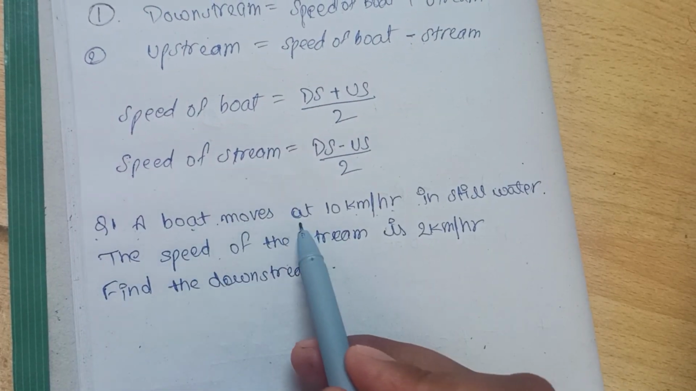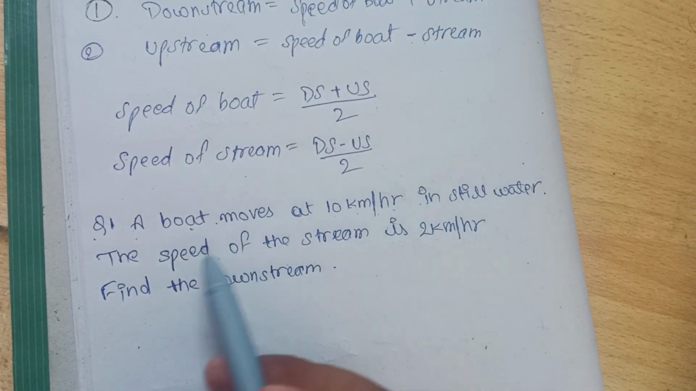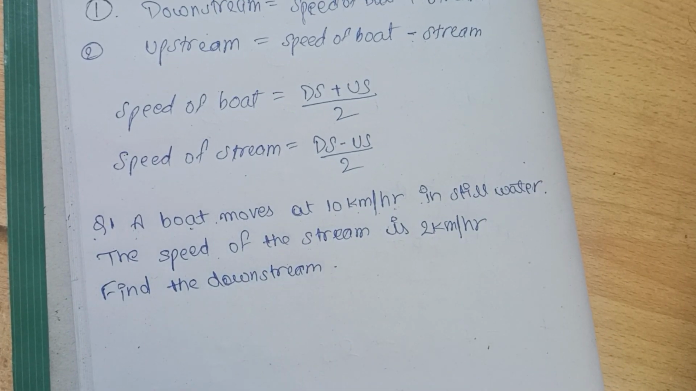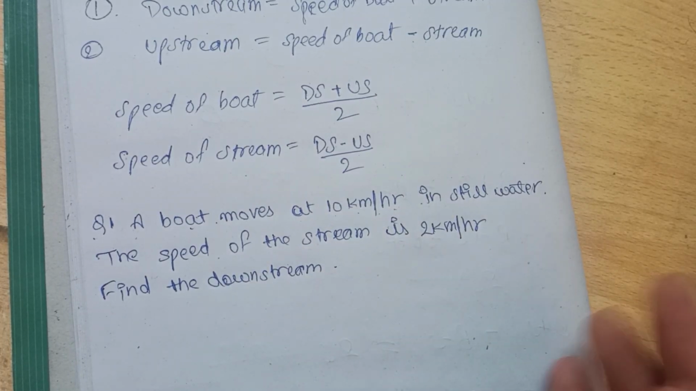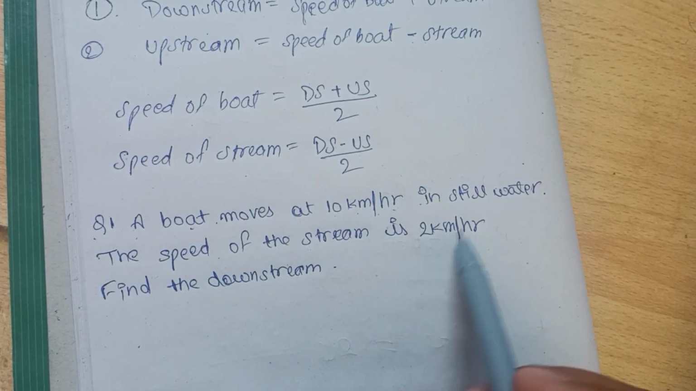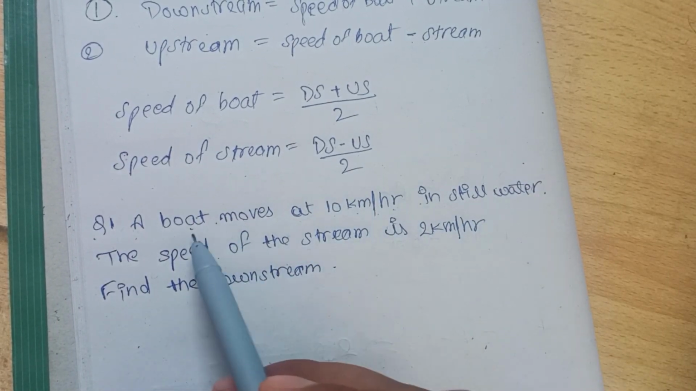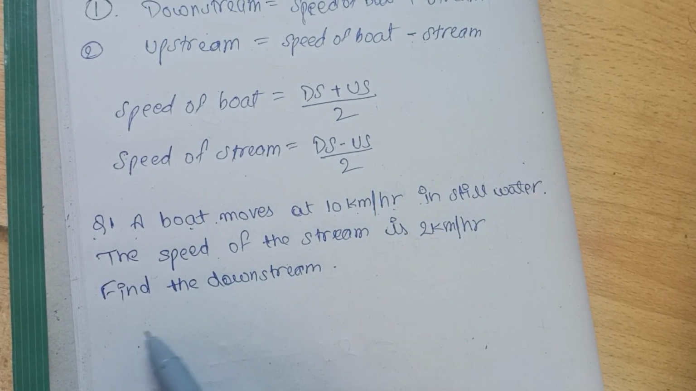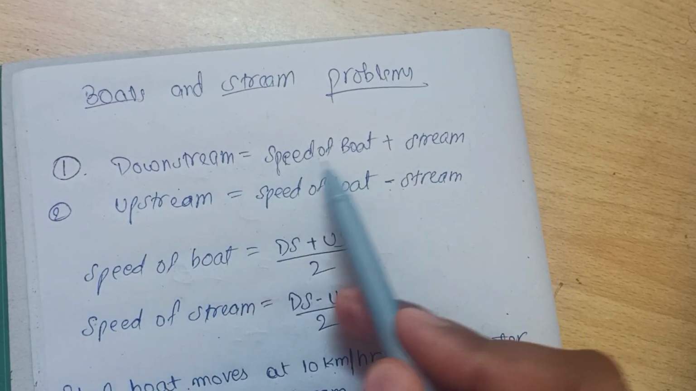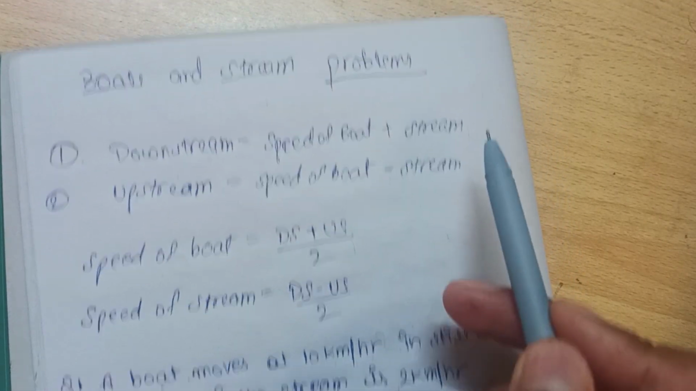Boat moves at 10 km per hour in still water. The speed of the stream is 2 km per hour. Find the downstream. So downstream is when the boat and the stream are moving in the same direction, then we have to add both the speed of the boat and stream. We will get the downstream. I already wrote that formula. Downstream is equal to speed of boat plus stream speed.